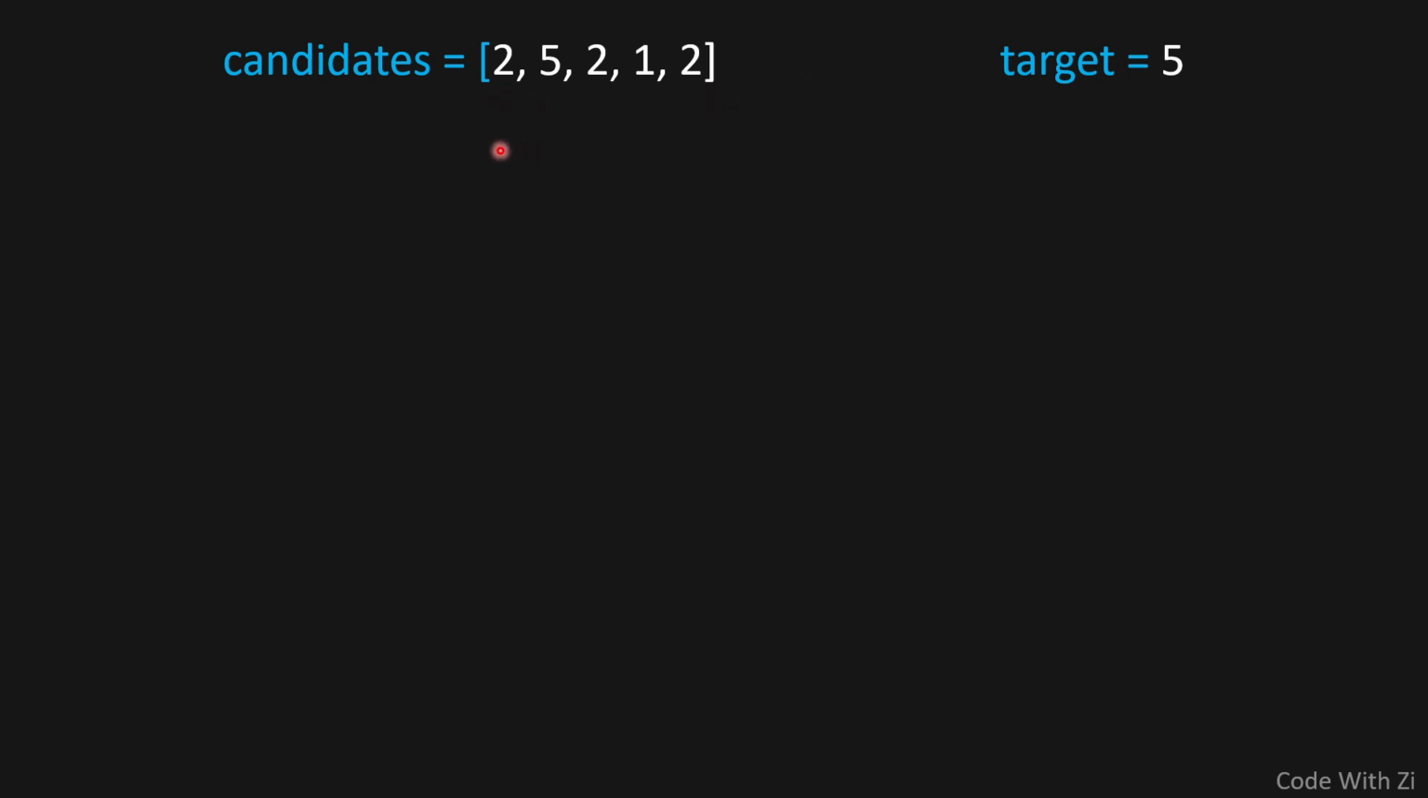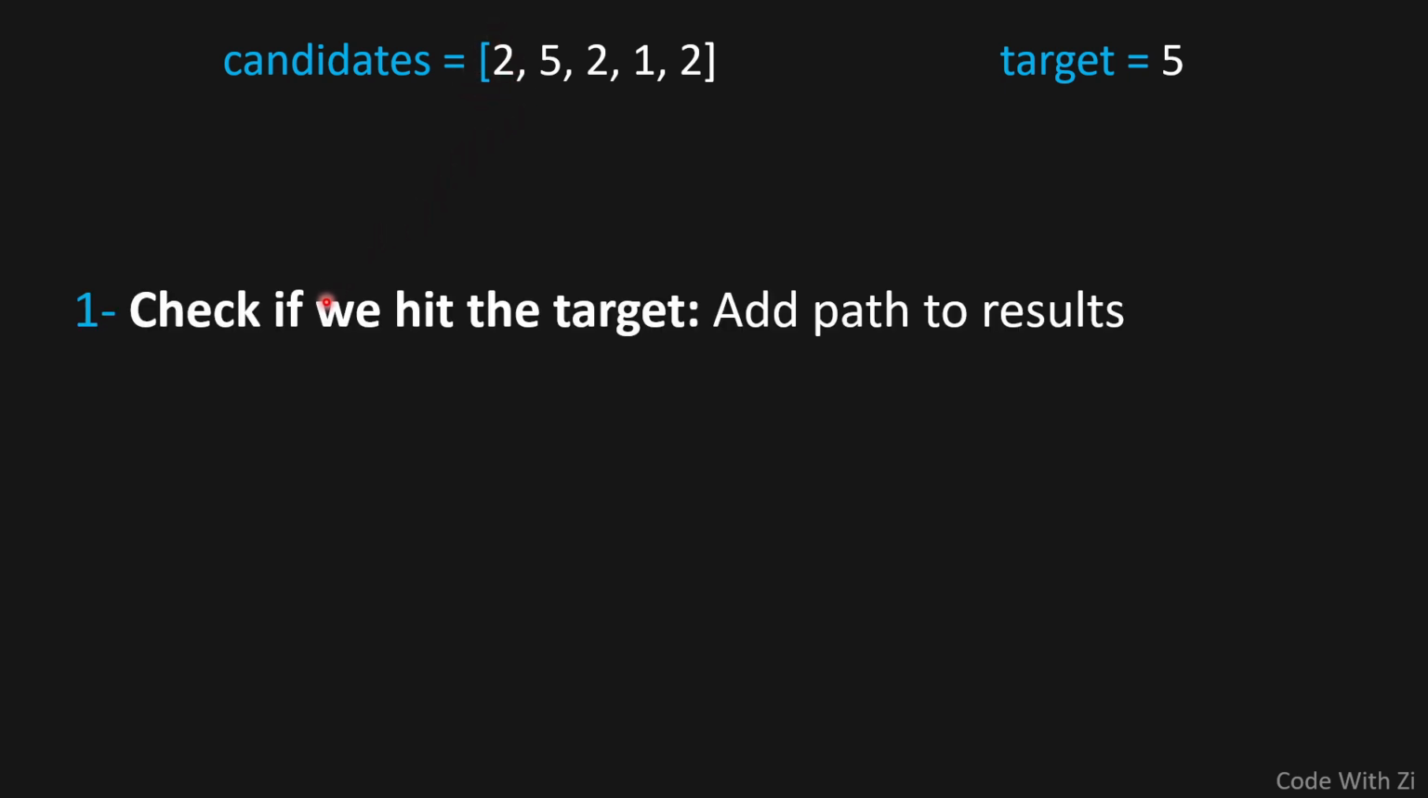Now I'll explain the structure of the algorithm and then I'll visualize the whole process so you can get everything intuitively. So in the beginning of our algorithm, we're going to start with the first element inside of our array and check if that's equal to our target. So we're going to check if we hit the target. If it is, that means this is our answer and we're just going to add it to our results. And this is step 1. We only have 2 more steps.